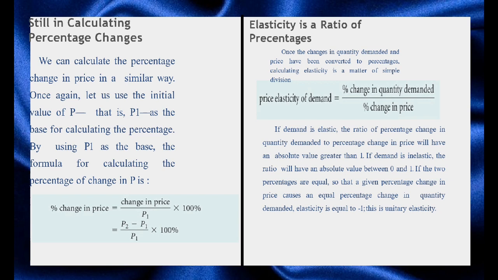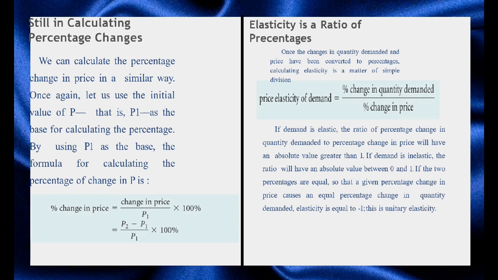Still in calculating percentage changes, we can calculate the percentage change in price in a similar way. Once again, let us use the initial value of P, that is P sub 1, as the base for calculating the percentage. By using P sub 1 as the base, the formula for calculating the percentage change in price is: percentage change in price equals change in price over P sub 1 times 100%, equals P sub 2 minus P sub 1 over P sub 1 times 100%.